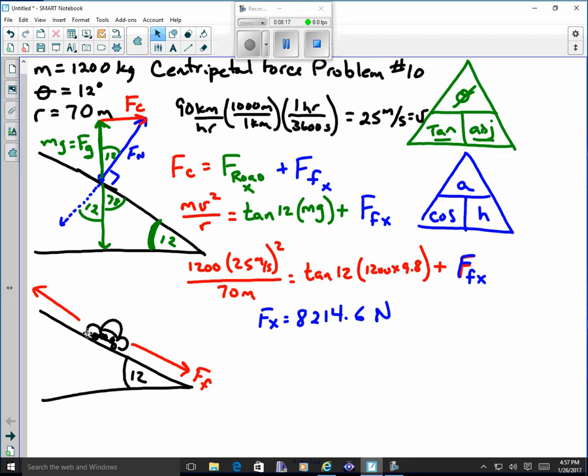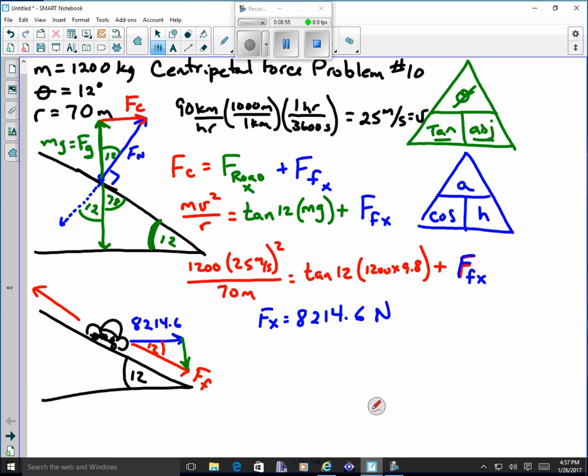Well, friction is actually pushing diagonally down. That means it has to push in the x direction this much. So that was my 8,214.6. And then it must push in the y direction this much. Okay? So it's pushing the car down the ramp to try to keep it from flying up off the ramp. Well, if I now want to find the hypotenuse, which is that red F there, and I know the adjacent side, don't forget that this is going to be a 12-degree angle again.